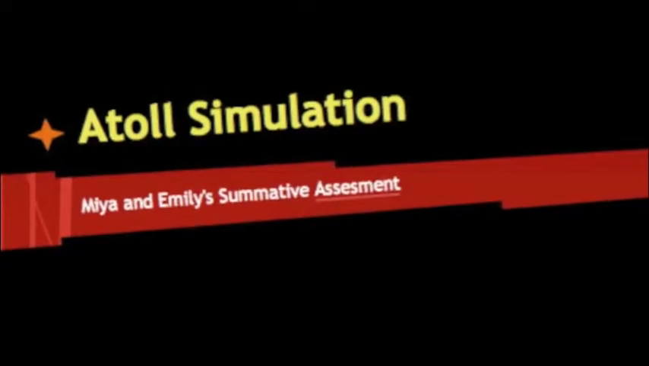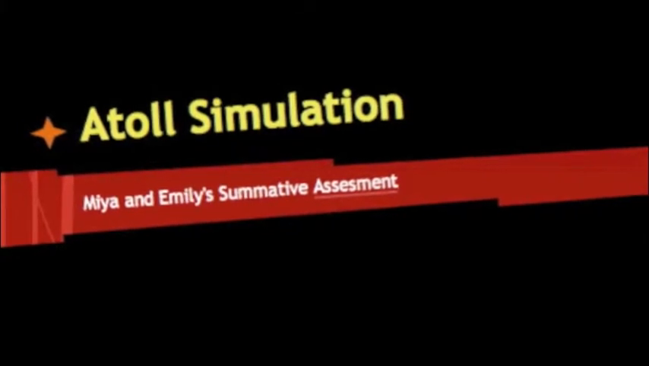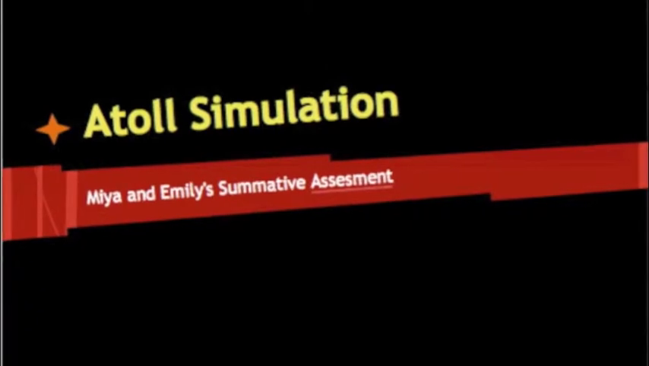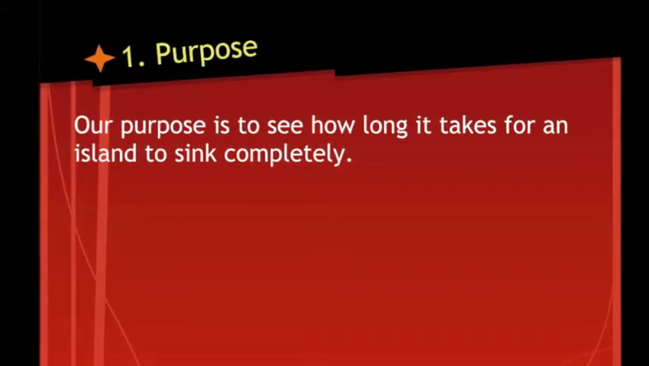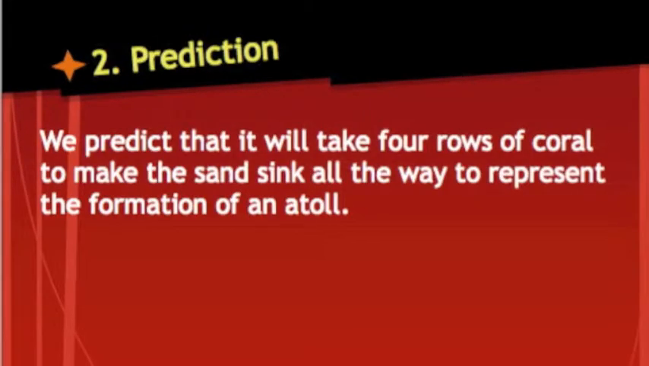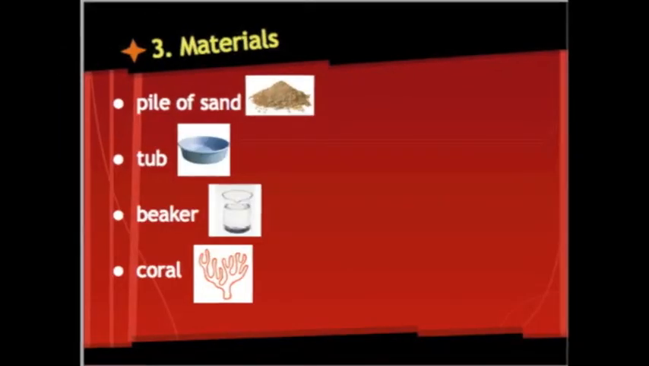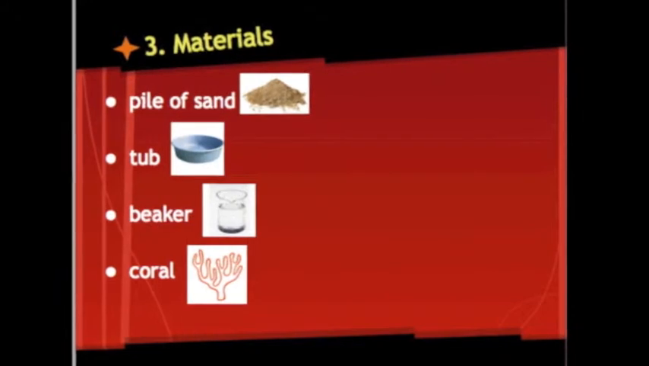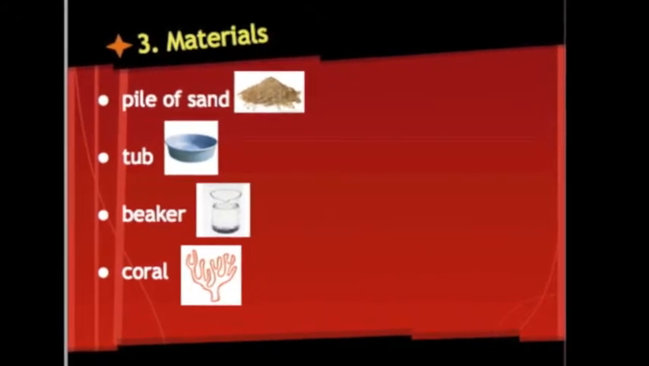There are a few remaining questions that we didn't get to, so we displayed them through simulations and experiments. This is the process. Our purpose is to see how long it takes for an island to sink completely. We predict that it will take 4 rows of coral to make the sand sink all the way to represent the formation of an atoll. The materials we will need are a pile of sand, a tub, a beaker of water, and some coral.